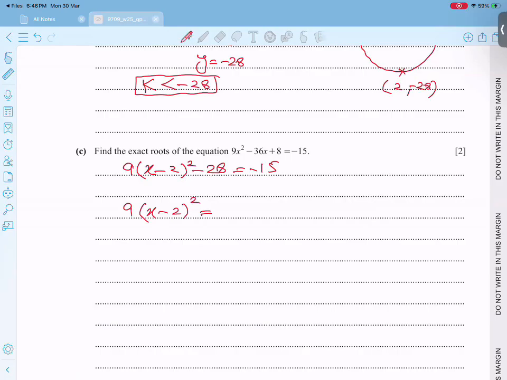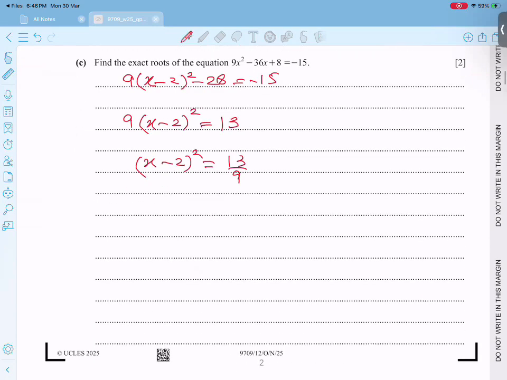And 28, so it becomes positive 13, and 9 divides. We get this kind of form. Take root of both sides, so we get plus and minus root 13 over 9. Okay, root 13 over 9. 2 will go and add. So 2 plus or minus root 13 over 3. Why 3? Because root of 9 is 3.